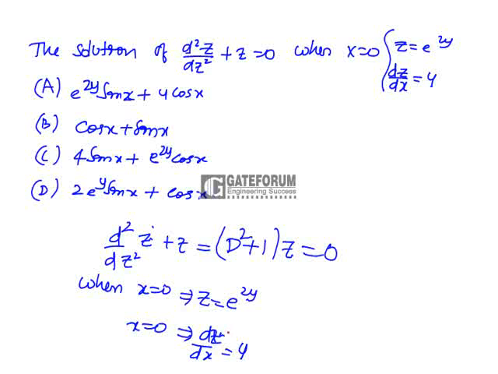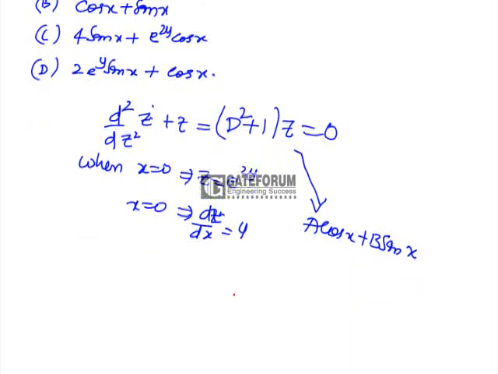Okay, now what is the solution for d square plus 1 is equal to 0? Okay, the solution is a cos x plus b times of sin x. This is the solution for d square plus a square is equal to 0. Now here z is a function of x and y, so I can write this one as z is equal to f of y sin x plus g of y cos x.